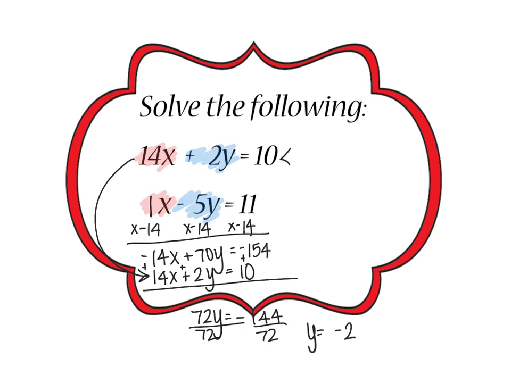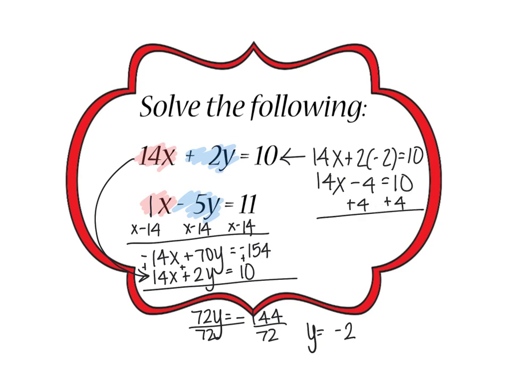Then I want to plug that back in, so I'm going to plug it into the top equation. Two times negative 2 is negative 4. I add 4 to both sides. I get 14x equals 14. And when I divide, I get x is 1. So my ordered pair is 1, negative 2.